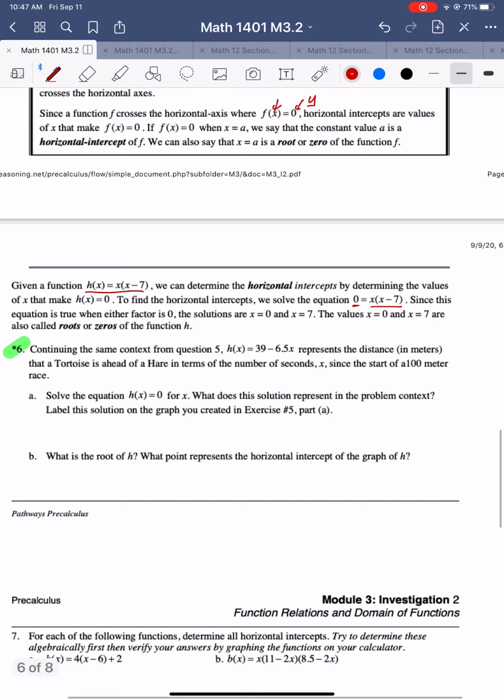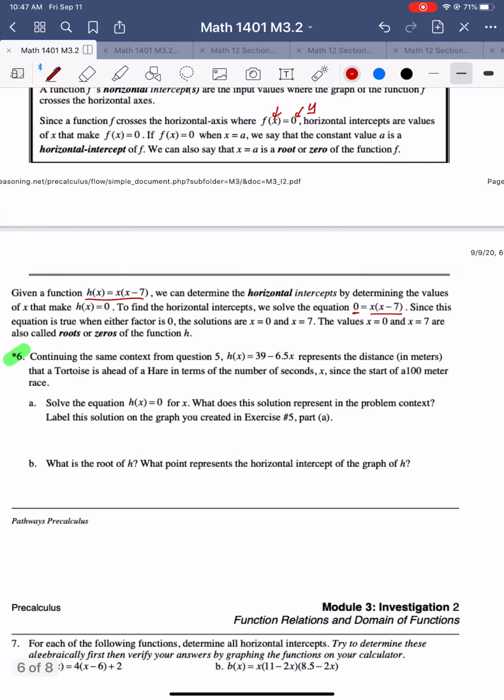So let's do number 6. Continuing the same context from question number 5, h of x equals 39 minus 6.5x represents the distance in meters that the tortoise is ahead of the hare in terms of the number of seconds x since the start of the 100-meter race. Solve the equation h of x equals 0 for x.